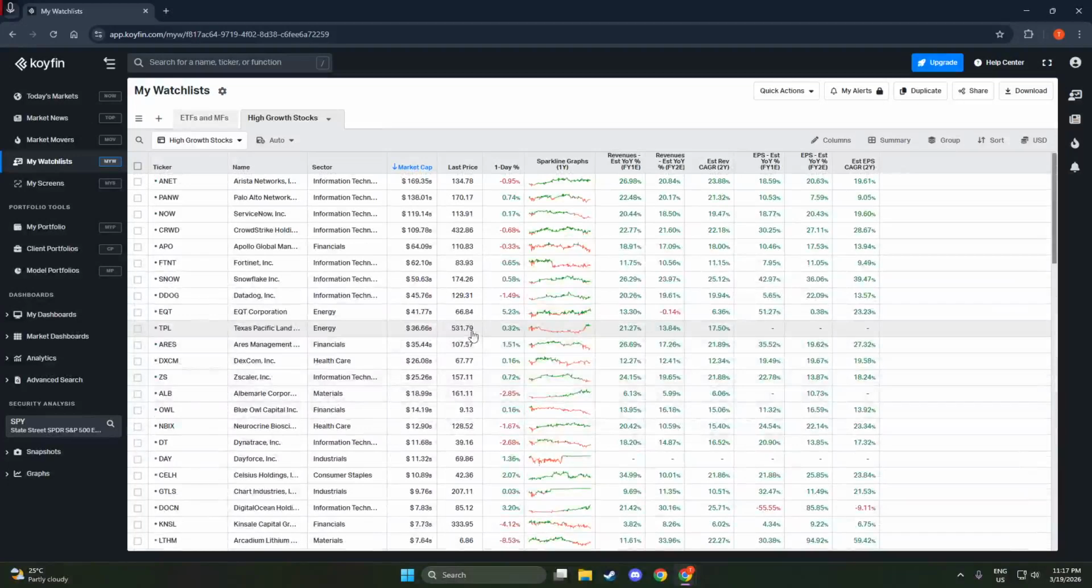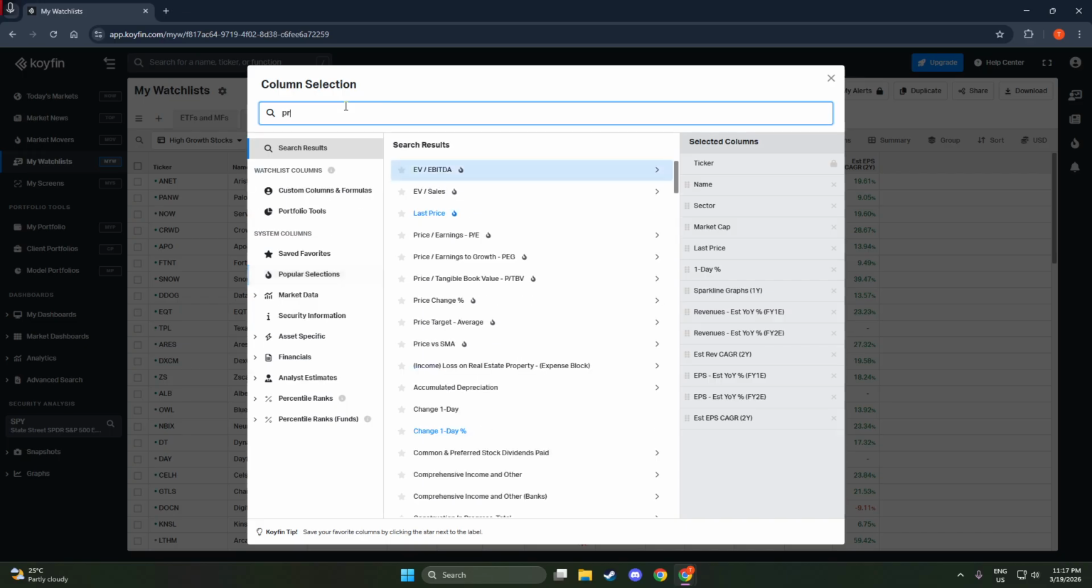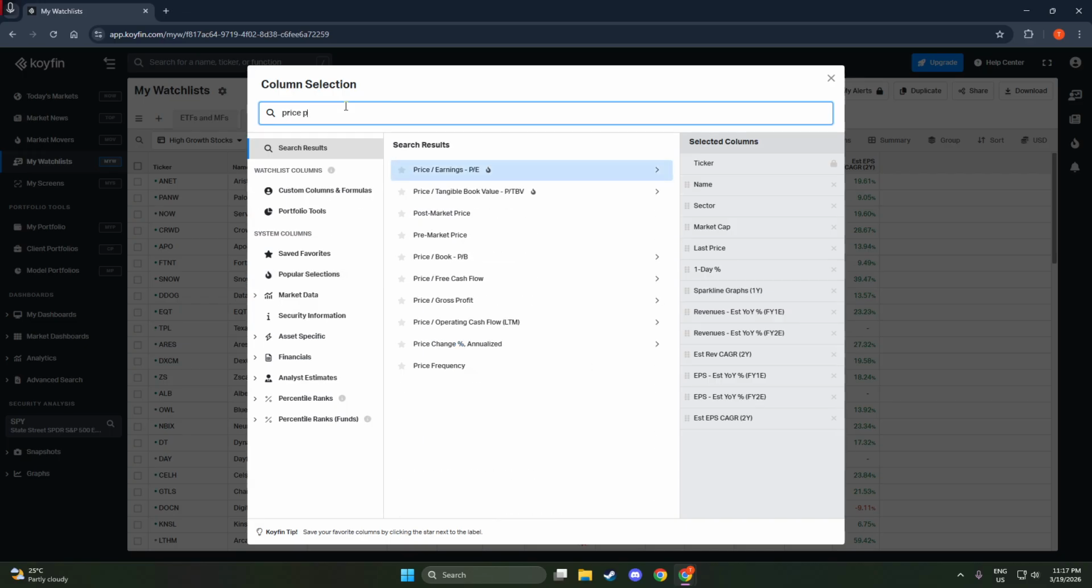Now click Columns to customize what you see. This is where the analysis comes alive. Add price performance to understand how each stock has moved over different periods. This helps you spot momentum and see whether recent moves are part of a trend or just noise.